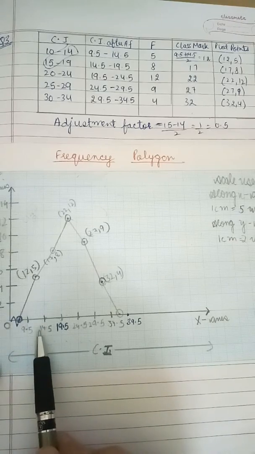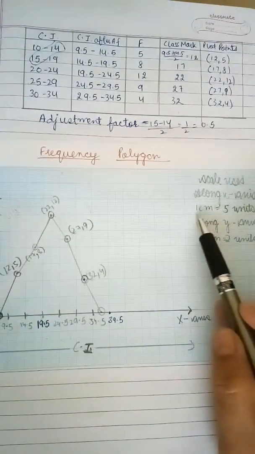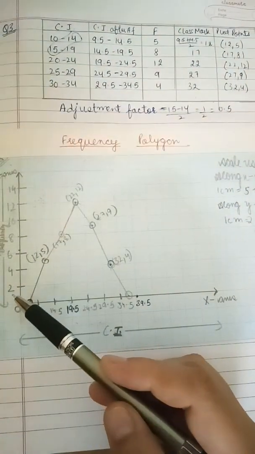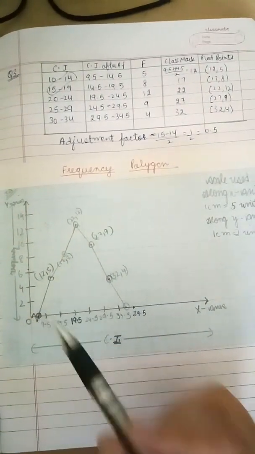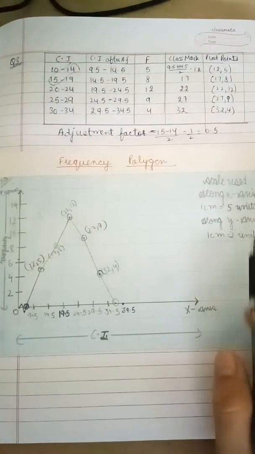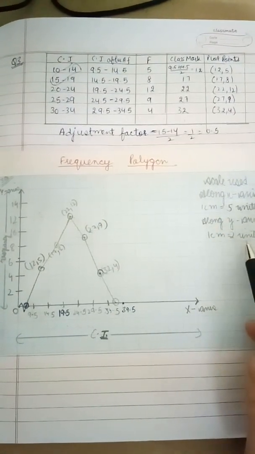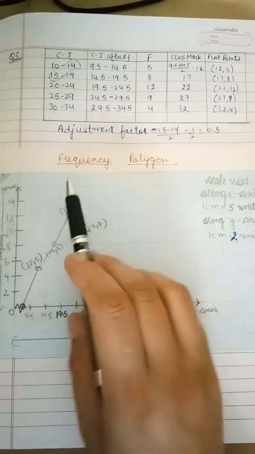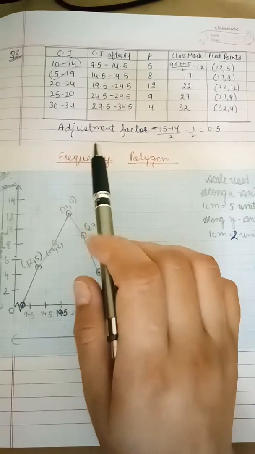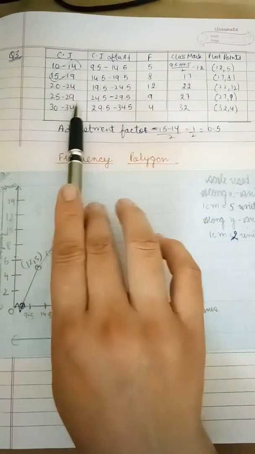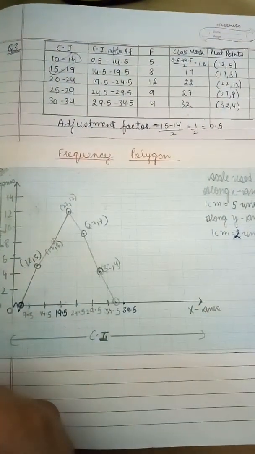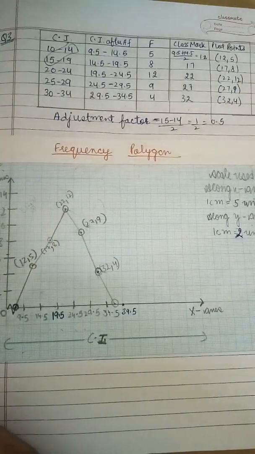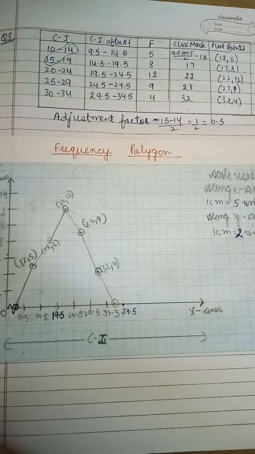The gap between 2 is 5. So along the x-axis 1 centimeter is 5 units. And what gap are we taking along the y-axis? You can see along the y-axis we are taking a gap of 2. So then the scale is 1 centimeter 2 units. So this is the frequency polygon in which the data is discontinuous, and I have already discussed when the data is continuous, how to make the combined histogram and frequency polygon, and how to make the frequency polygon.